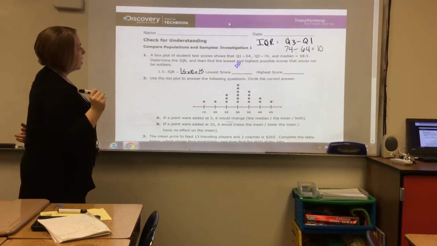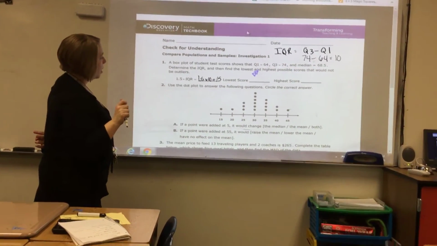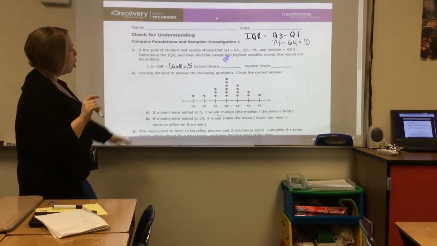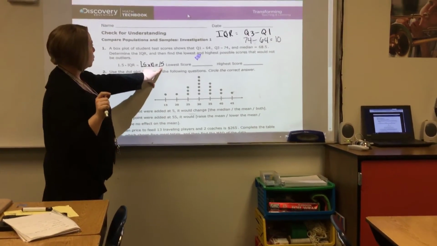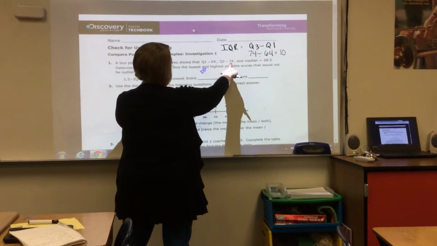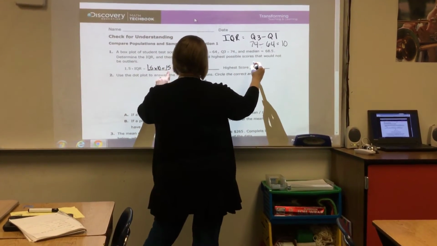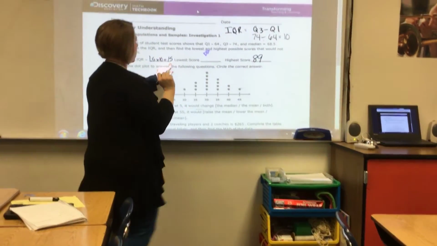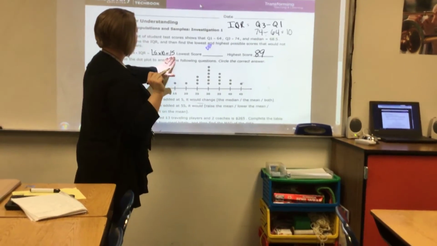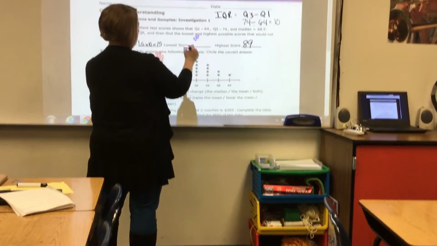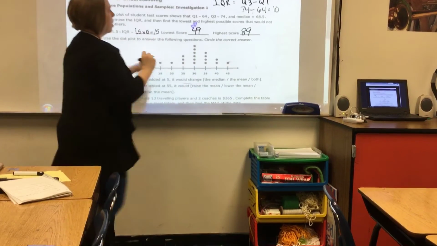Double check me. Okay, so if I'm talking about outliers, it wants to know the highest possible score. So I'm going to take 15 and add it to Q3. So what does that give me? 74, 84, 89. And then I'm going to take 15 and subtract it from my lowest quartile. So 64, 54, what is that, 49?